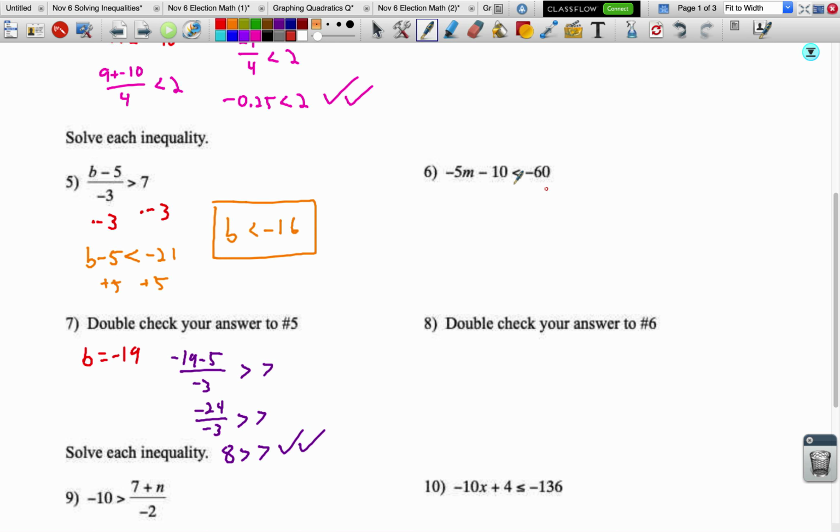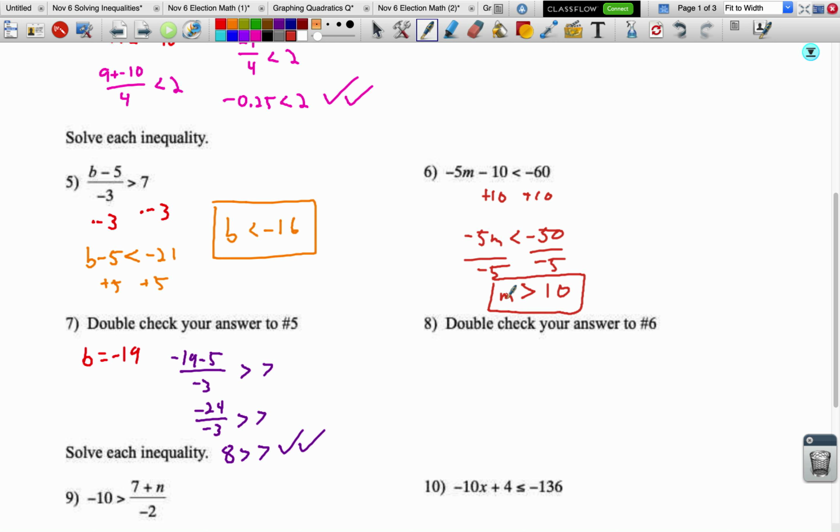So I'll start with the constants that are on both sides, adding 10 to both sides to cancel that out, and I get -5m is less than -50. Divide both sides by -5. And again, I divided this time by a negative. All that matters is that the step is negative, and that means flip the direction of the inequality. Negative divided by negative is a positive.